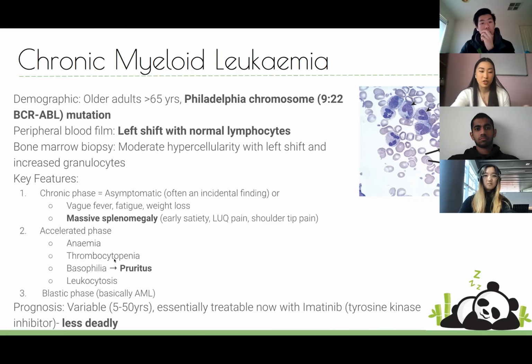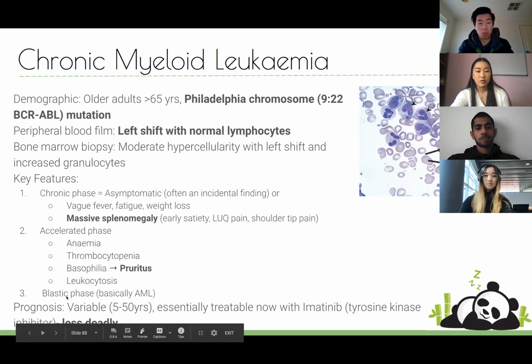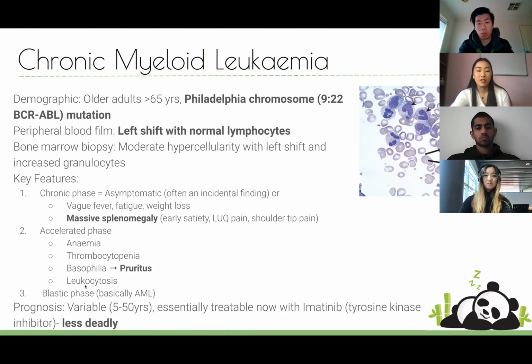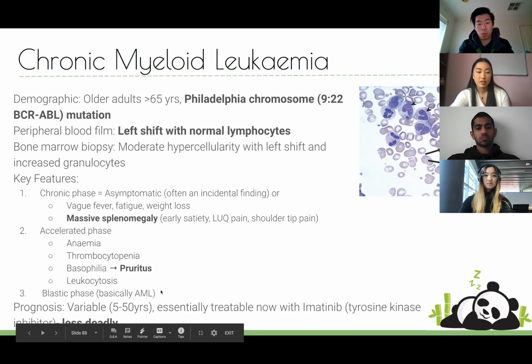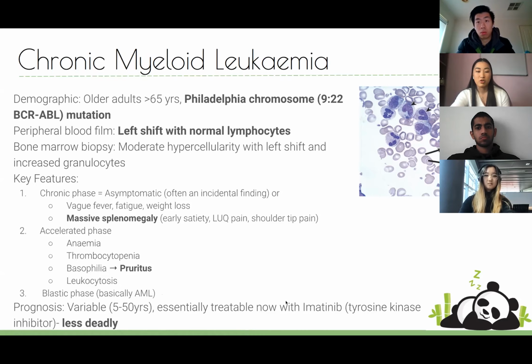So your anemia, thrombocytopenia, leukocytosis, same as AML. And basophilia is another one. So weirdly, not really sure why, but they get lots of basophils. So they might have pruritus, which is itching. And then the third stage, if it gets to it, is the blastic phase, which is basically AML. So it can progress in the speed of the proliferation, and it can get to an AML type stage. So the prognosis varies, but this is essentially treatable now with a relatively new treatment, the tyrosine kinase inhibitor. So this is less bad than AML for sure.